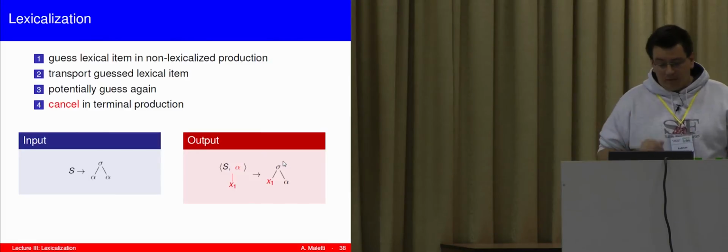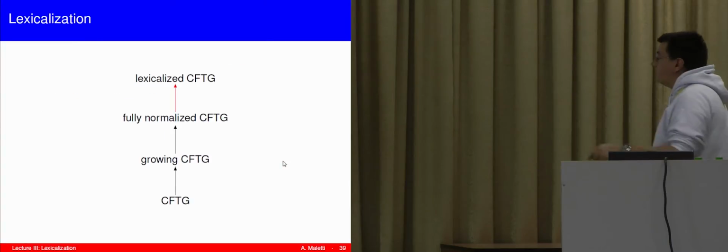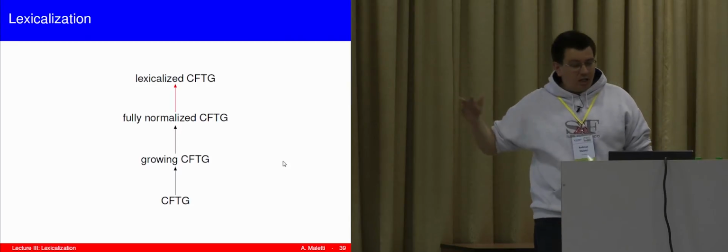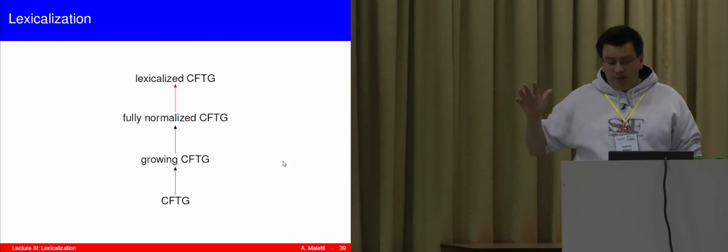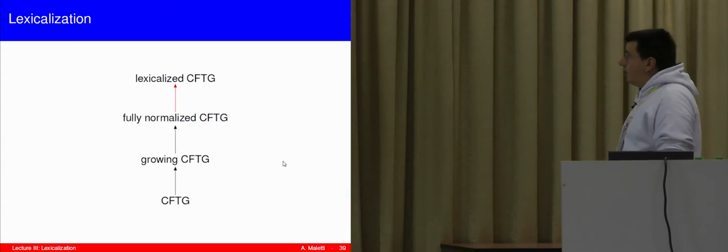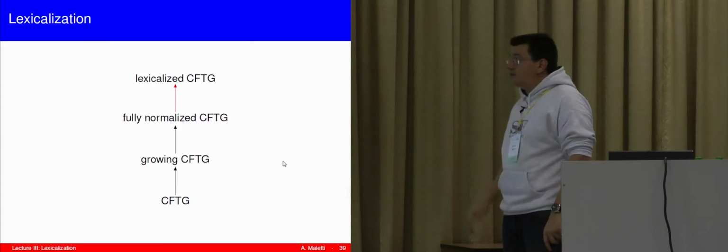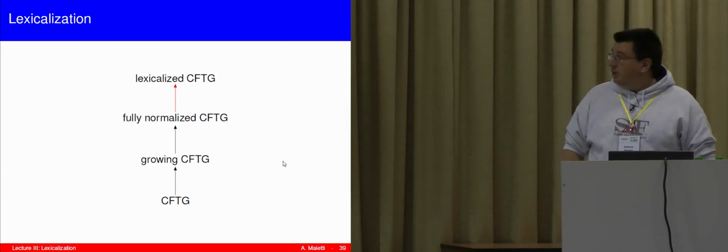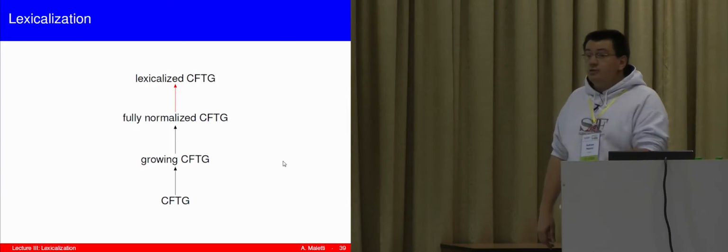That's the whole approach here. So what you can do is you can start from a context-free tree grammar, you can make it growing using somebody else's construction, you can fully normalize it, and then you can lexicalize it. And then you have a fully lexicalized context-free tree grammar for your starting context-free tree grammar. And mind that this includes all the tree adjoining grammars.